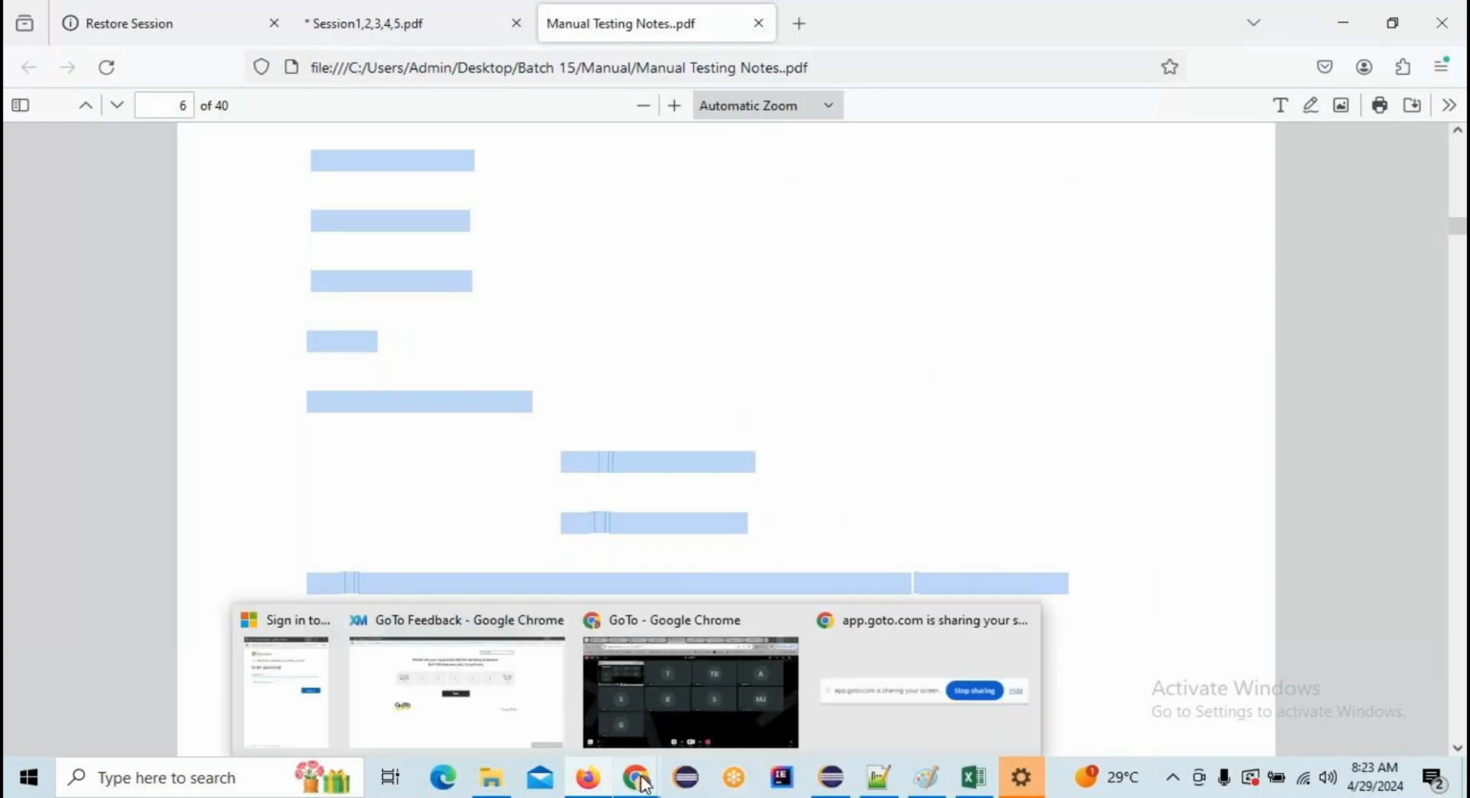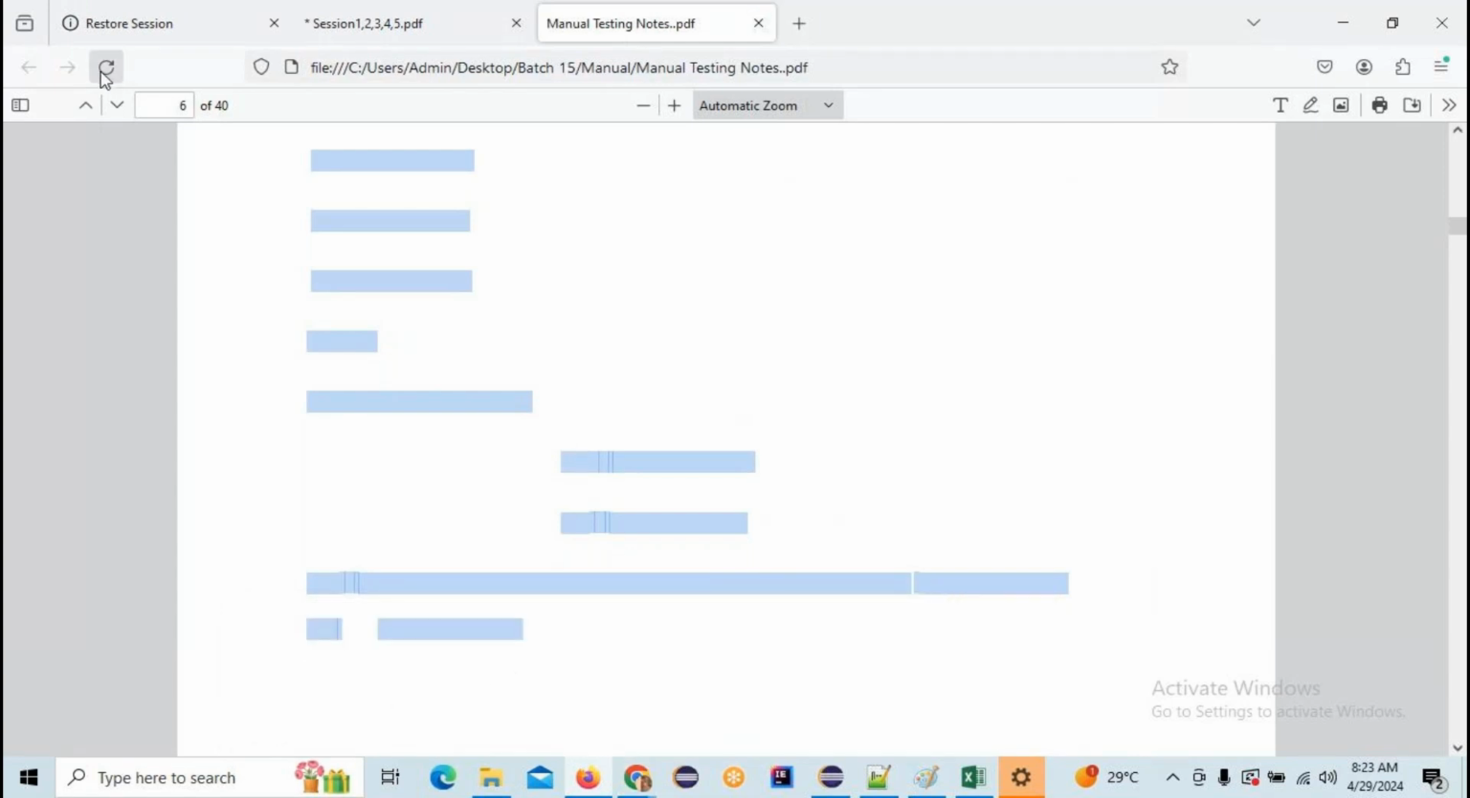So, 1 minute. The PDF is not responding. Let me refresh it.